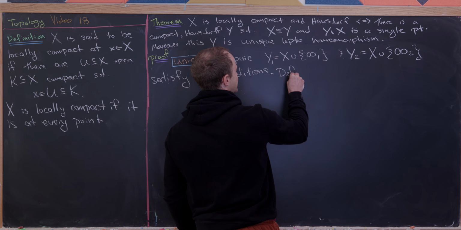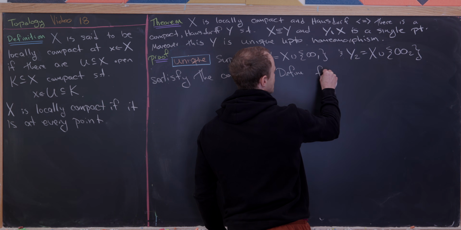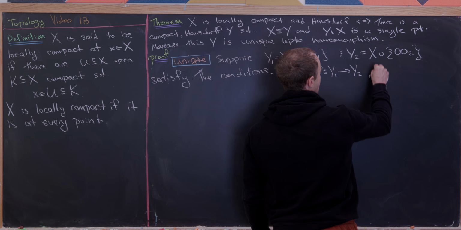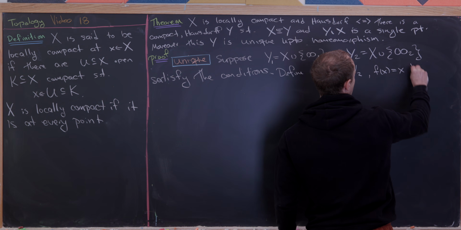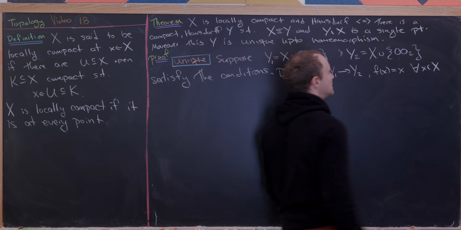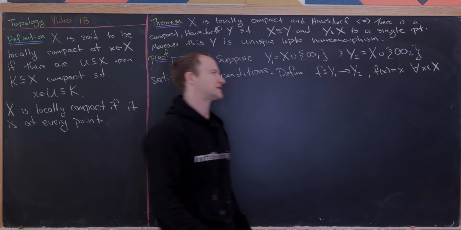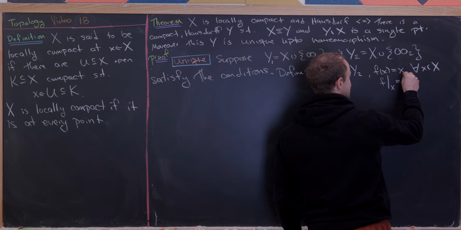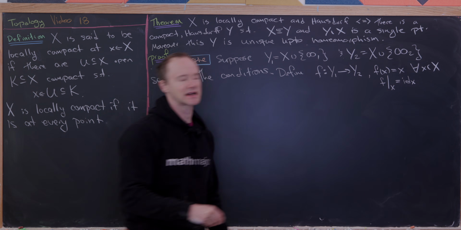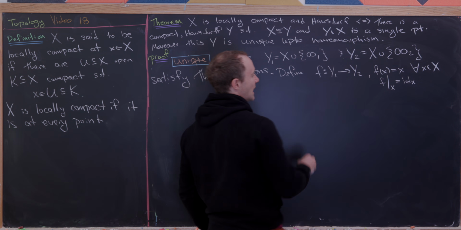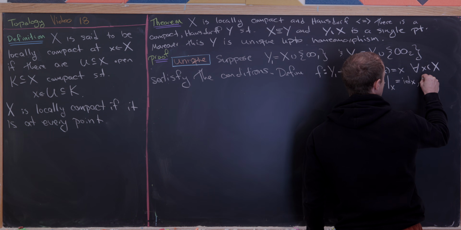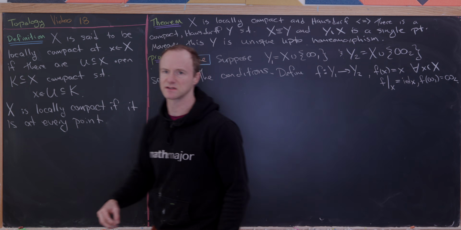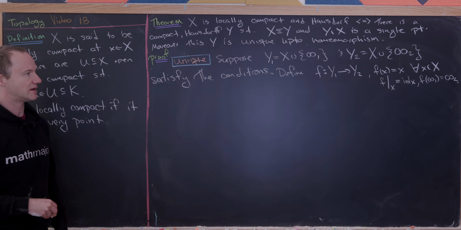And now I want to define a function. My function will go from Y1 to Y2. And I want to say that f of x is equal to x for all x inside of X. So in other words, it simply fixes the points from X. Now we could write that as f restricted to X gives us the identity function on X if we wanted to be fancy about it. And then I guess you could probably guess that we'll have f of infinity 1 equals infinity 2. I think that's a pretty clear way to define this function.